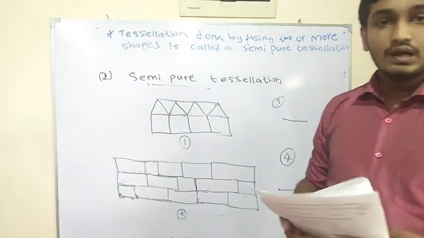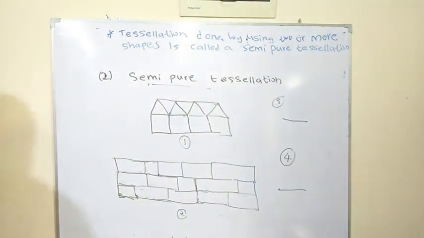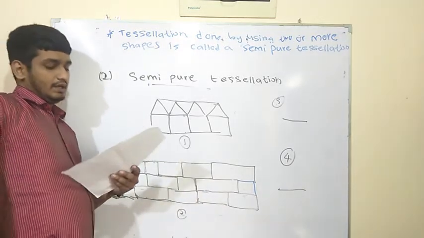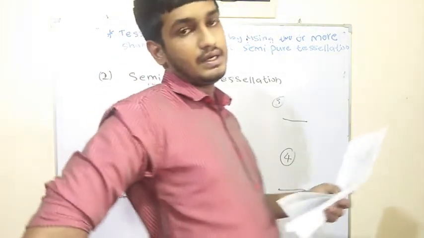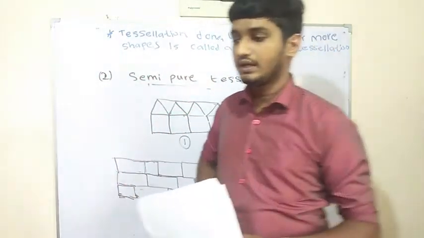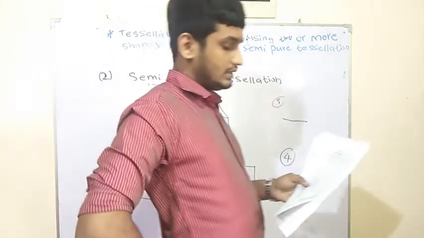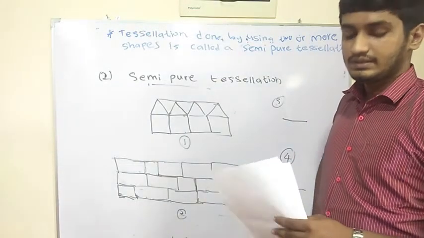First one. Number 1. Write down two facts that need to be considered when creating a tessellation.